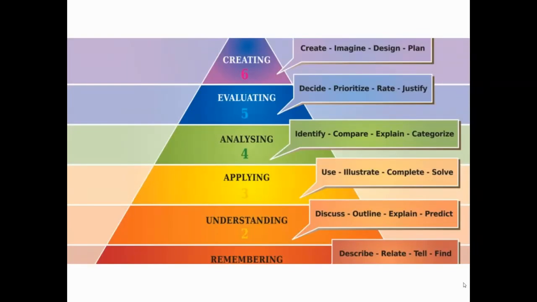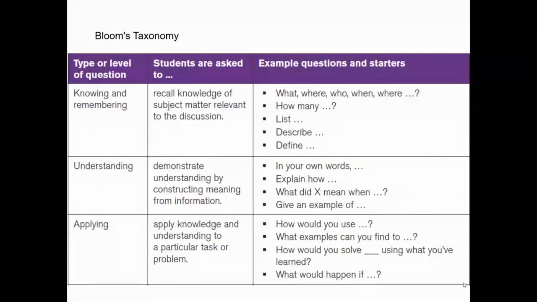But for open book exams, what we prefer is level 3, maybe level 2 at least, but not level 1. We will not use level 1 in an open book exam. We will start from understanding, applying at least, then analyzing, evaluating, and creating at the top. In Bloom's taxonomy, knowing and remembering is only suitable for the ordinary exams that we are doing. The student is asked to recall knowledge of subject matter relevant to the discussion. Example questions are what, where, who, when, how many, list, describe, define.